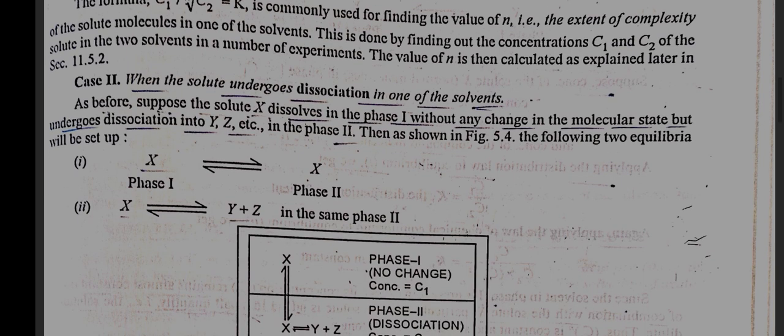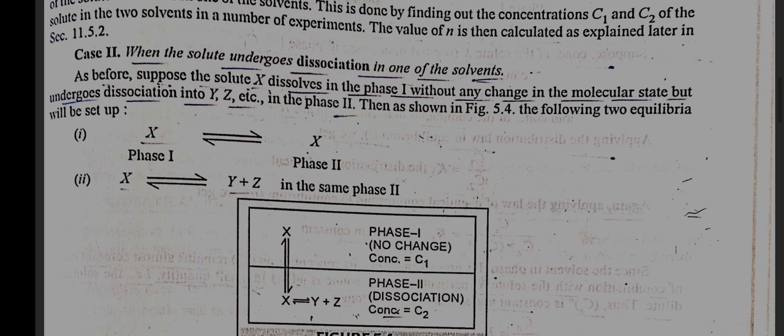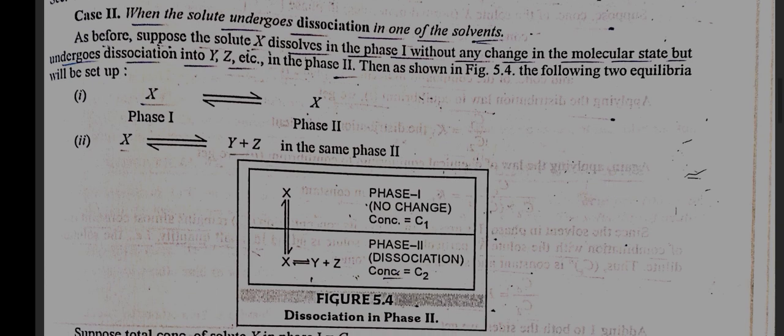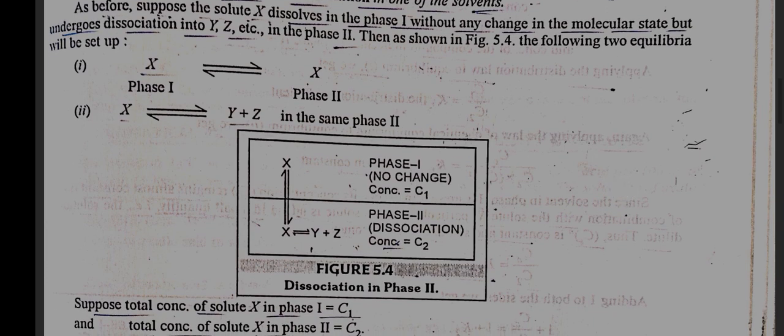Now case 2. When the solute undergoes dissociation in one of the solvents. As before, suppose the solute X dissolves in phase 1 without any change in the molecular state but undergoes dissociation into Y, Z, etc. in phase 2. Then, as shown, the following two equilibria will be set up. First, X in phase 1 is in equilibrium with X in phase 2. Second, X is in equilibrium with Y plus Z in the same phase 2.